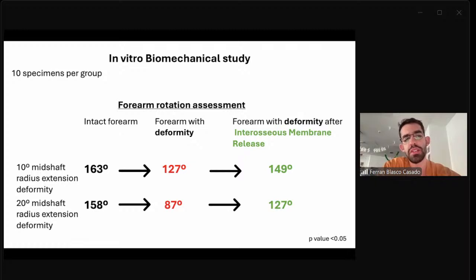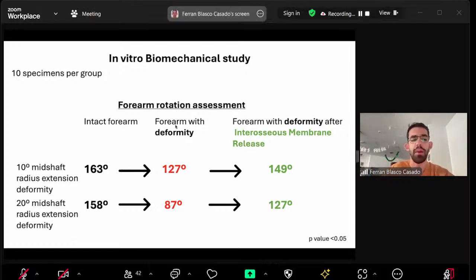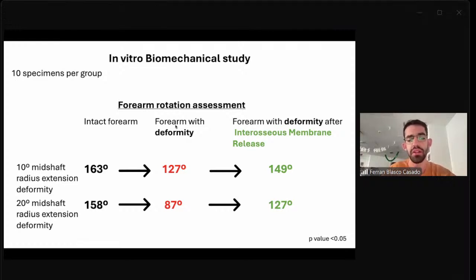Here we show our results. We used 10 specimens per group. We designed 2 groups, 10 and 20 degrees midshaft radius extension deformity. We can see that the rotation in the intact forearm was around 160 degrees. The rotation after the deformity decreased significantly, and interestingly, we found that after the interosseous membrane release we got a significant increase in forearm rotation, as we can see, much more in the 20 degrees midshaft radius extension deformity.